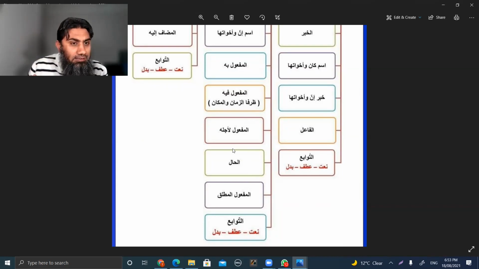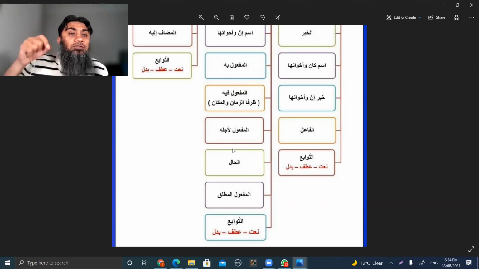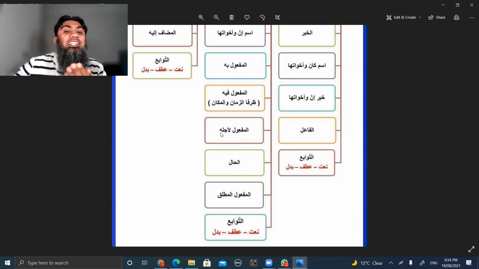But if you go back to your level 1 class, you can watch that lecture. Maf'ul is always nasab, but they give different names to maf'ul. For example, if maf'ul is giving the information of what, we call it maf'ul bihi. If it gives the information of when, we call it maf'ul fihi. If it gives the information of why, we call it maf'ul li ajalihi or maf'ul lahu. Pay attention. Last time I called them maf'ul lahu, but they also call it maf'ul li ajalihi.